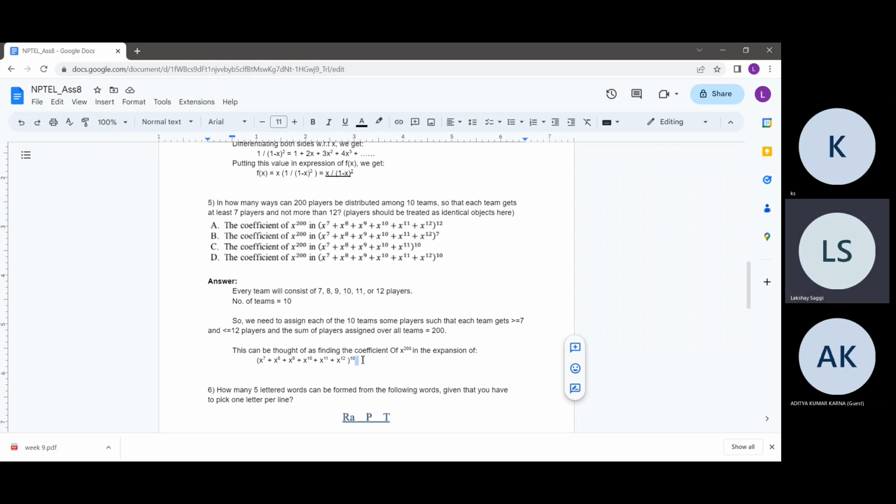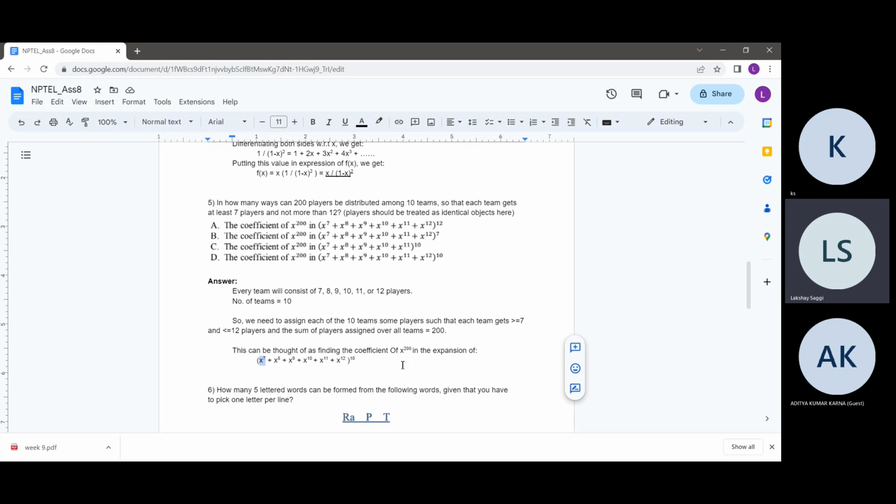Similarly, we have 10 teams, so we multiply over 10 terms, and we need to assign a total of 200 players. So we need to find the coefficient of x to the power 200. Let's say the first 9 teams have been assigned only 7 players, so we multiply x to the power 7 nine times for those teams. For the last team, we multiply whatever is the remaining number, if it's possible. In this way we get one type of sum 200, and similarly another form of 200 in another way.